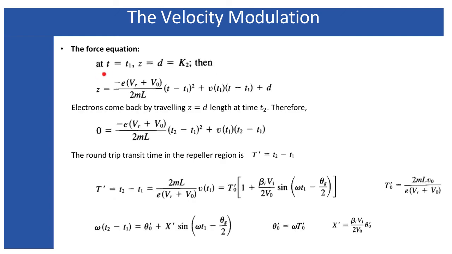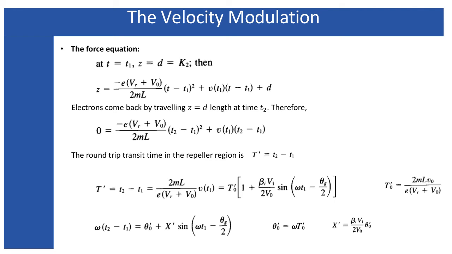And here is the boundary condition. At the time instant t1, when the electron beam is leaving the cavity, they have covered this distance, that is z equals to d. So after replacing all of those variables, we can obtain that k2 is equals to d. Therefore, the final expression for the z we can obtain as shown over here.